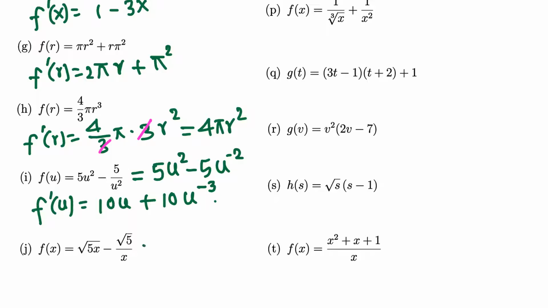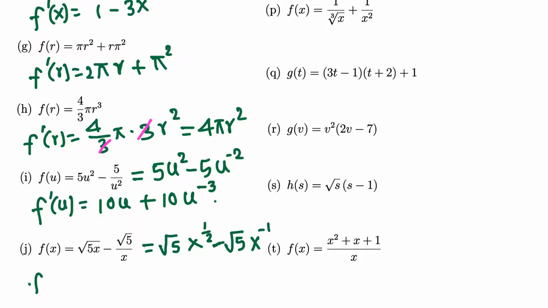Similarly, we can rewrite this function, root 5x, in this way: root 5 times root x. Root x is x raised to 1/2. Minus, move this up, so root 5 is already on the top. This is like 1 over x. When we move it to the top, that is x raised to negative 1.